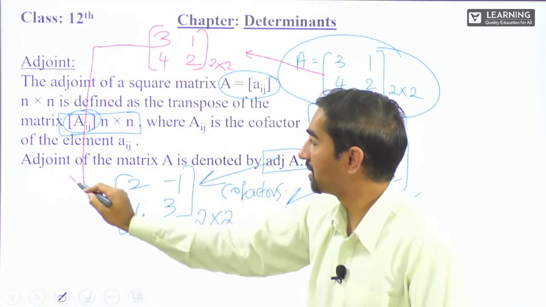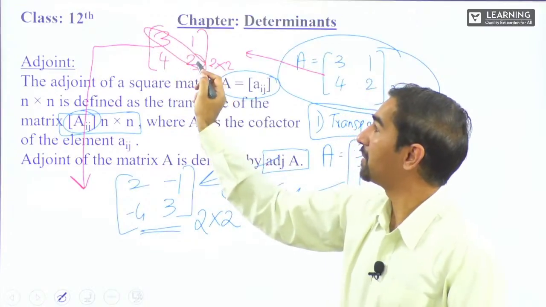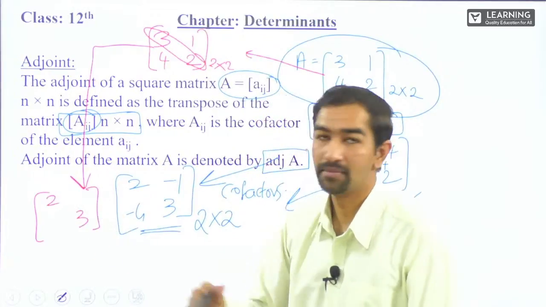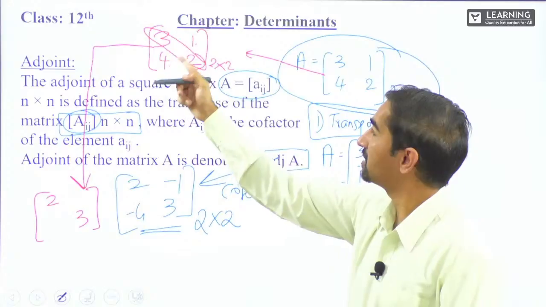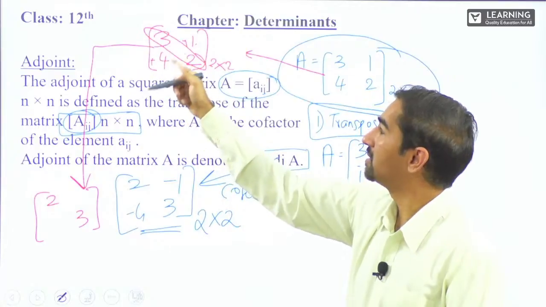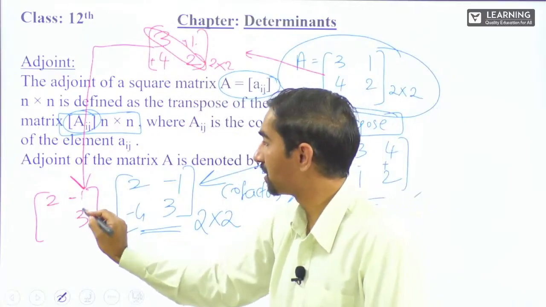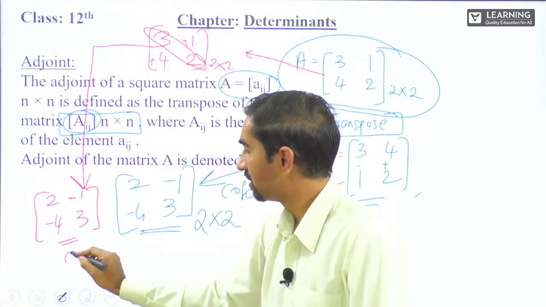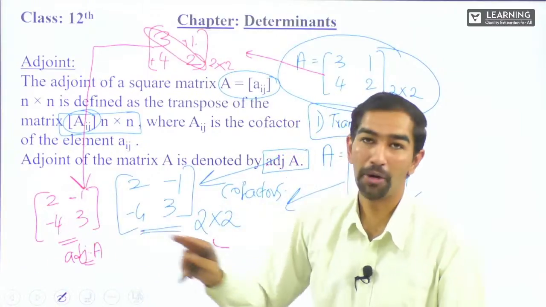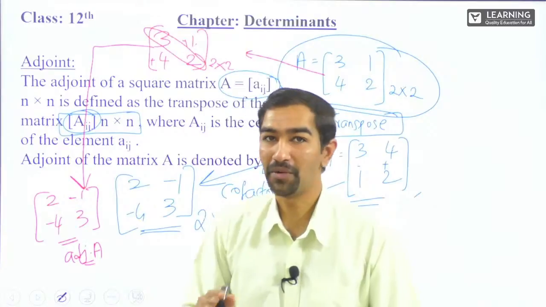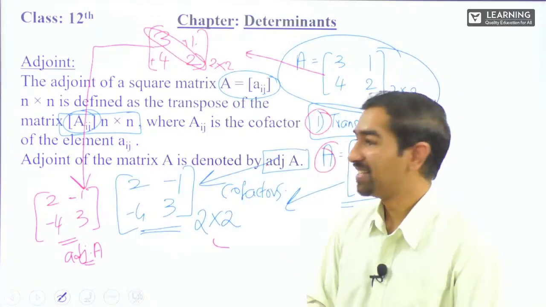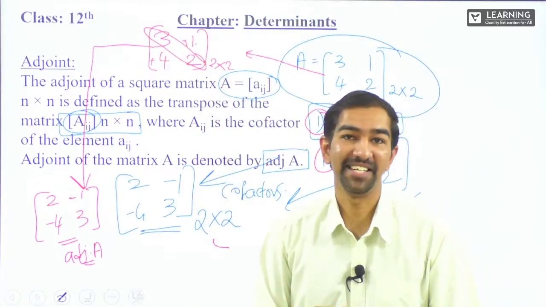How do we find out the adjoint of the matrix? Very simple. Interchange the principal diagonal elements. So what will you get? You will get 2 here and you will get 3 here. Correct? And what you have to do next is exchange the signs or inverse the signs. So here we have plus, right? Here also we have plus. Just inverse those signs. So this will become minus 1 and this will become minus 4. This is also adjoint of A, and this is a shortcut. So you can use this in your competitive examinations, but in your board examinations always use the conventional method. Do step 1, after that do step 2. Okay, so this trick is only applicable for 2 cross 2, not 3 cross 3.